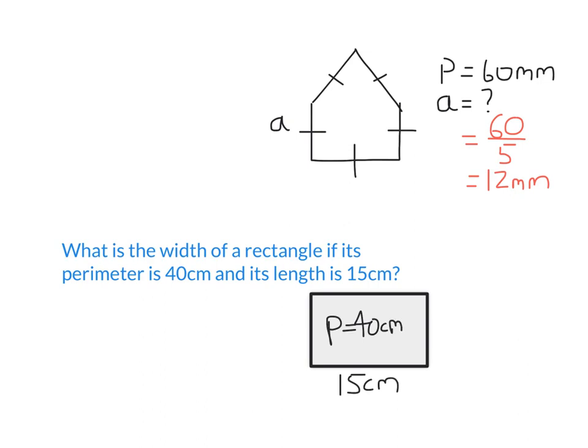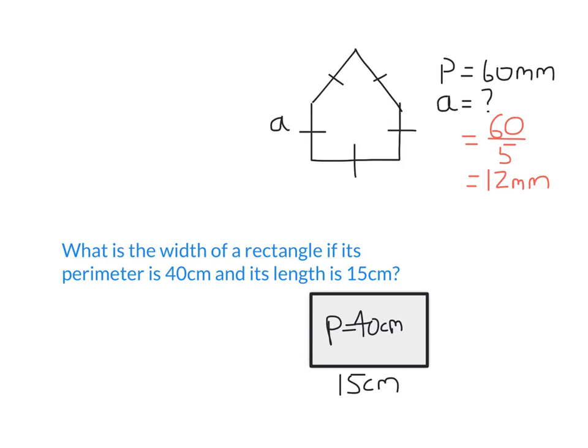Now, a lot of people will just tell me the answer is 25 because 40 minus 15 is 25. Well, that's not the answer because if the width was 25 centimeters, the perimeter would be 15 plus 25 plus another 15 plus 25. It would actually be 80.